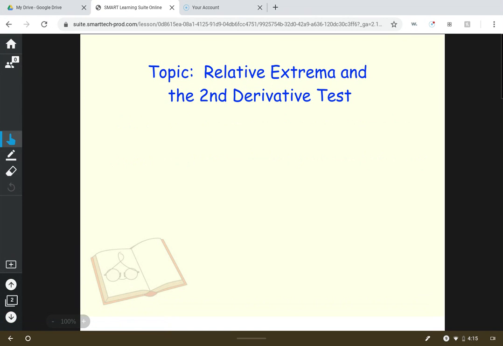So the topic that I chose to work on today was just relative extrema and the second derivative test. Honestly, I could have picked any topic in the course because every single topic that we teach really does need a bit of improvement. So I just kind of skimmed through and found one that jumped out at me. So today we're going to focus on relative extrema and the second partials test for locating extrema and saddle points.